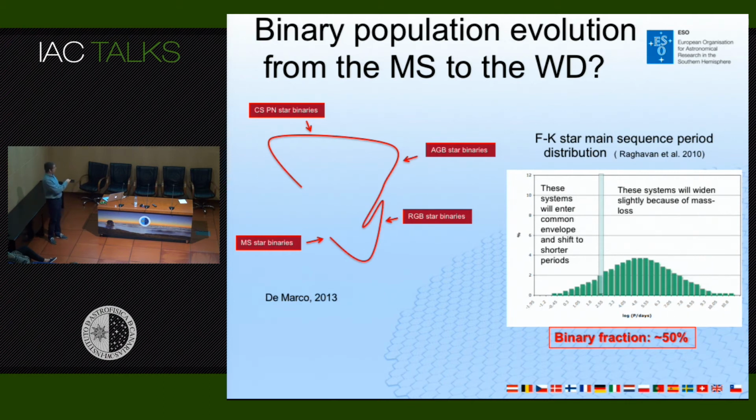So all those systems that are here will become post-common envelope systems, while those ones are much wider, so they will be able to avoid the common envelope, and by wind transfer, most likely they will widen or they will shrink, but just a little bit. And of course we know that for solar-like stars, the binary fraction is about 50%.